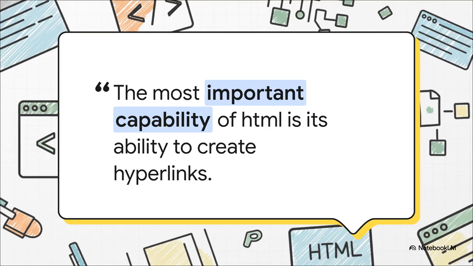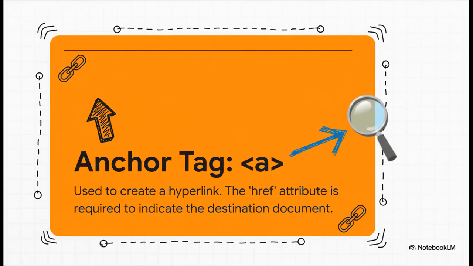The power to link from one page to another, that is, without a doubt, the most powerful feature of HTML. And all that magic happens with what's called an anchor tag, or just A. On its own, it doesn't do a thing. The real power comes from an attribute called href, which stands for hypertext reference. You use the href to tell the browser exactly where that link is supposed to go. That's the secret sauce right there.